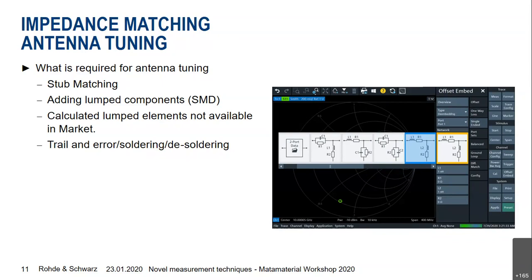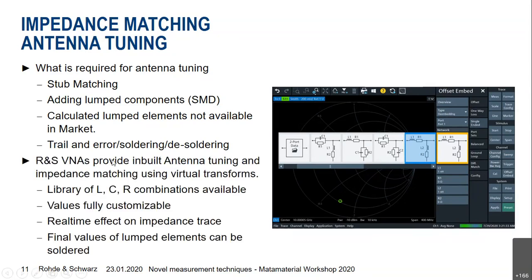We'll have to solder it on the antenna. If this is not giving us the required matching, desolder it and so on. But this could be a very lengthy process. And that's why on the network analyzer you now have what we call an embedding function. You can not only check the impedance of the antenna on the Smith chart, but also subject these antennas to specific lumped impedances virtually.